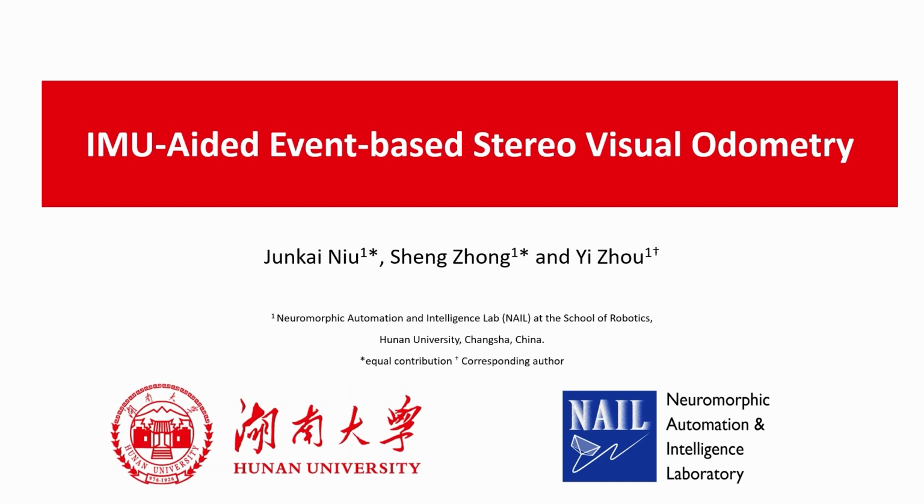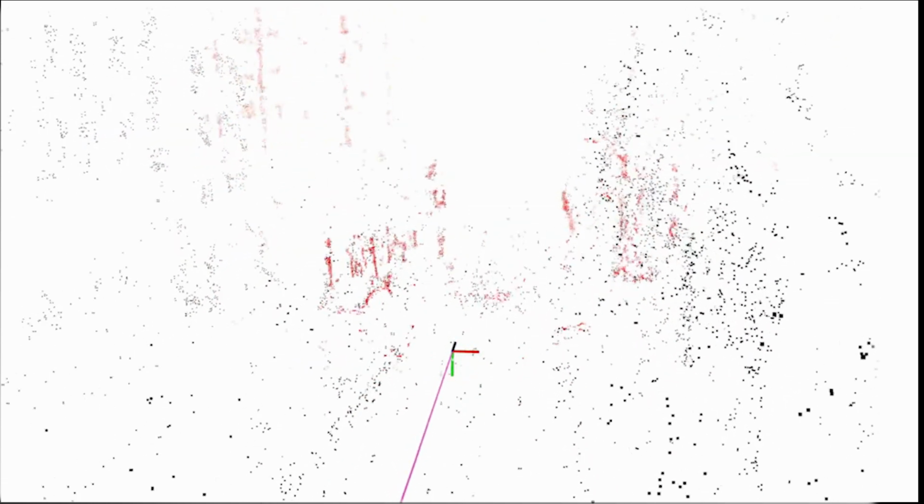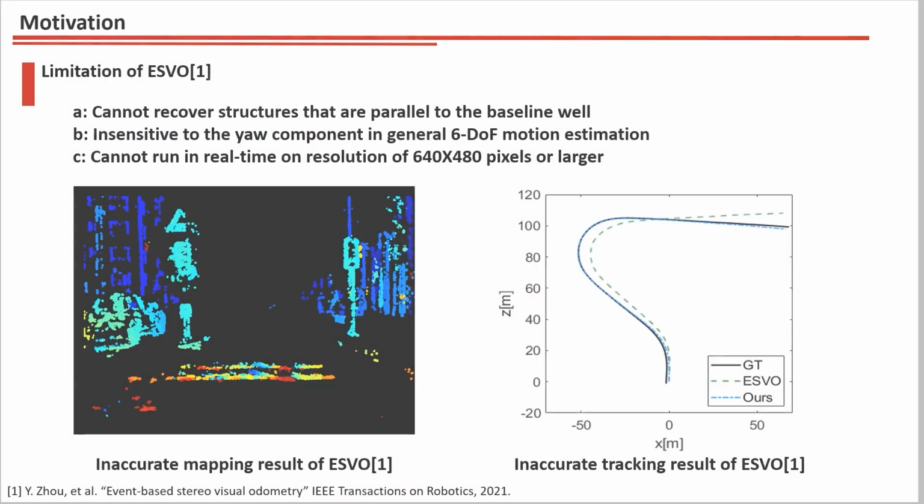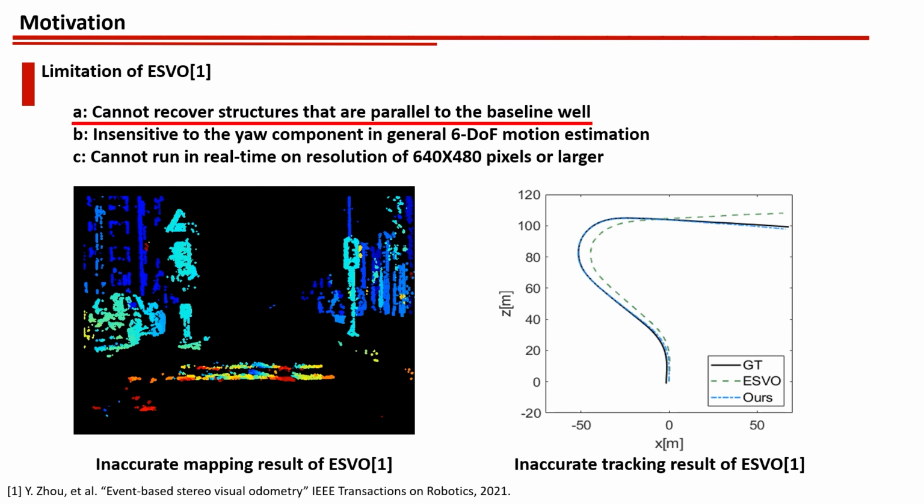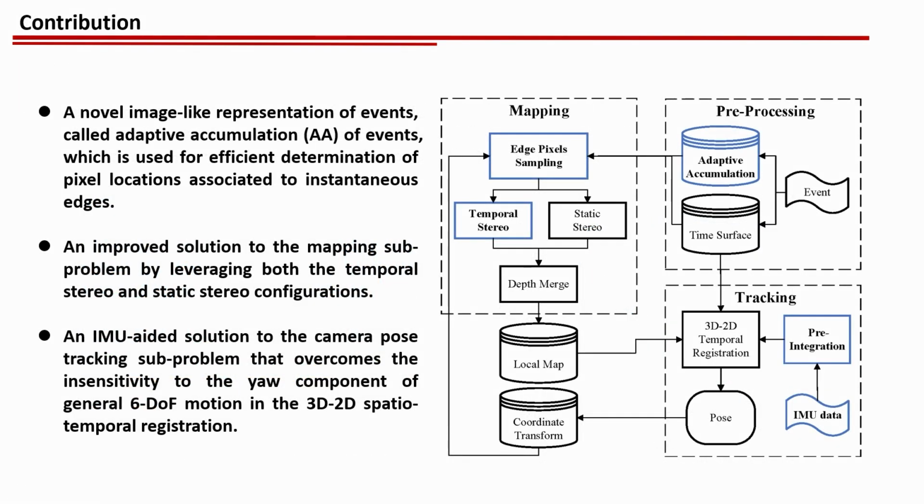We present IMU-Aided Event-based Stereo Visual Odometry. In this paper, we improve our previous work, Event-based Stereo Visual Odometry, in 3 aspects, including mapping completeness, tracking accuracy, and computational efficiency. We build our system on top of ESVO, and in order to overcome its limitations, we make improvements to each of the 3 modules.